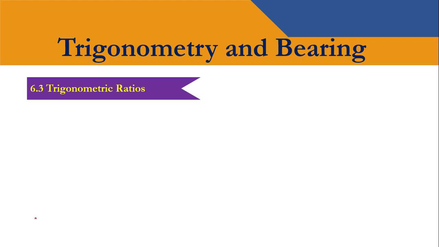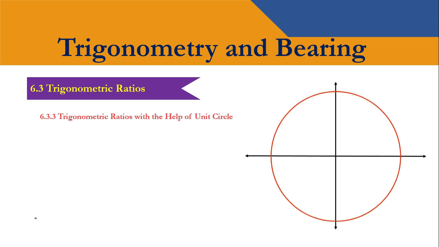Now after defining the trigonometric ratios, we will find these ratios with the help of the unit circle. Here is the unit circle. Its center is at the origin of the coordinate plane, and here is our triangle. So this is the point P on the circle, and this is the origin, the starting point of our circle. This distance is equal to 1 unit because we are using the unit circle here.